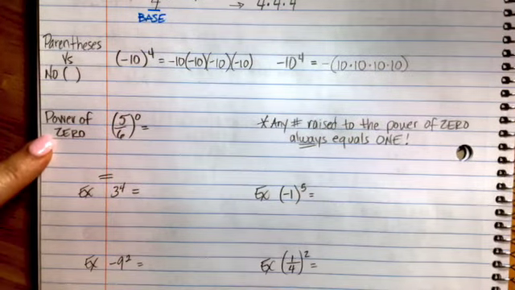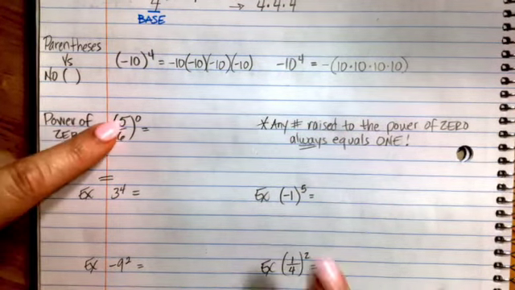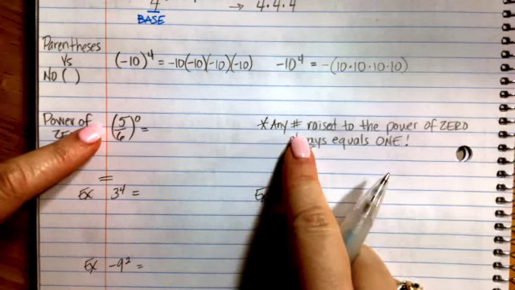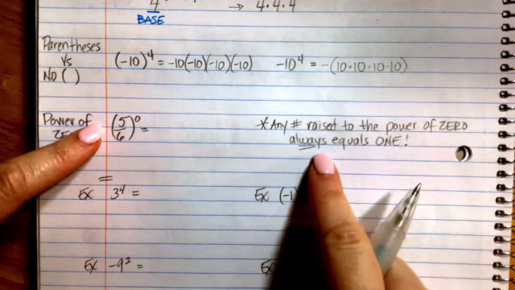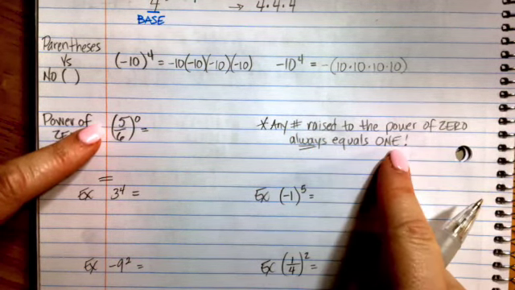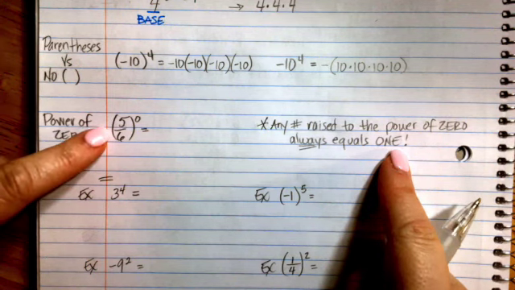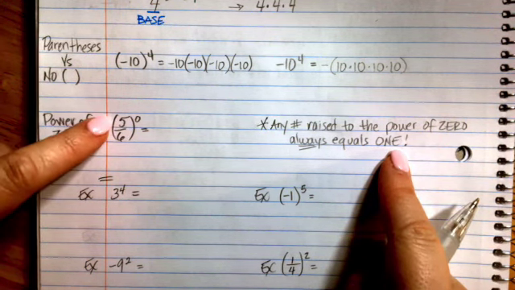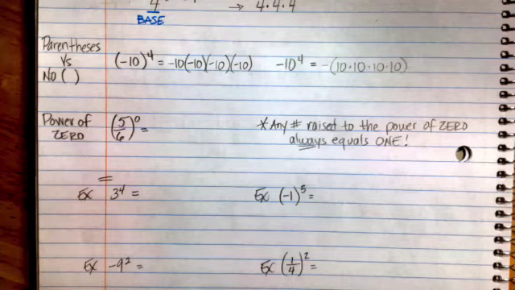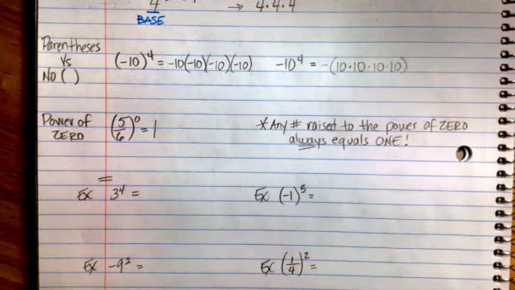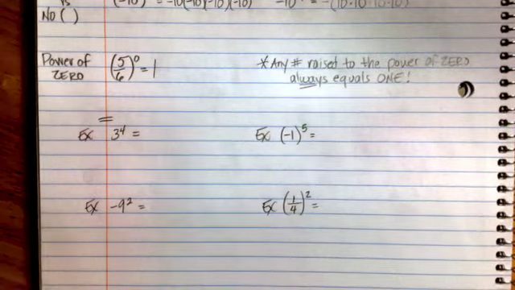Next up, power of 0. Any number raised to the power of 0 is always equal to 1. Okay? Doesn't matter how big or small the number is. If a number is being raised to the power of 0, then your answer is 1. That makes it really easy. So let's work out some examples here.